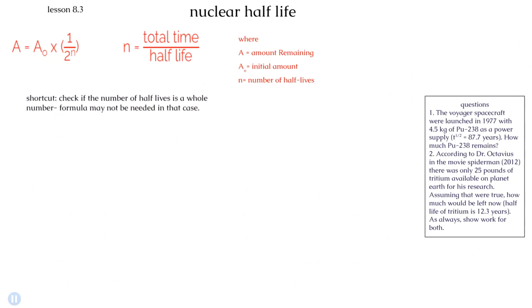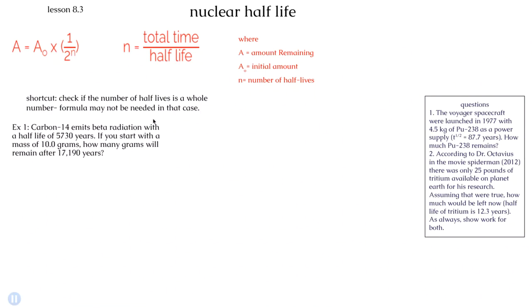As an important tip, oftentimes problems are given with an exact number of half-lives, 1, 2, or 3. If that's the case, you don't need this formula at all probably. You can just count your way through the half-lives, remove half your stuff for each one, and come up with a solution very quickly. And I'll show you an example where we do it both ways.